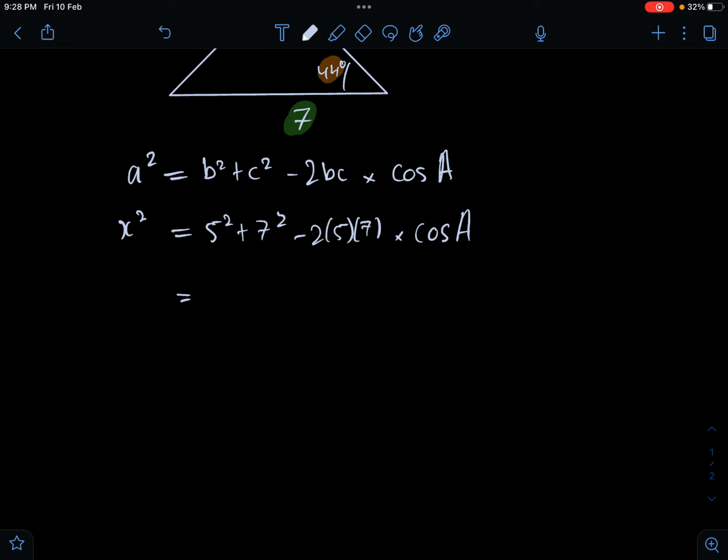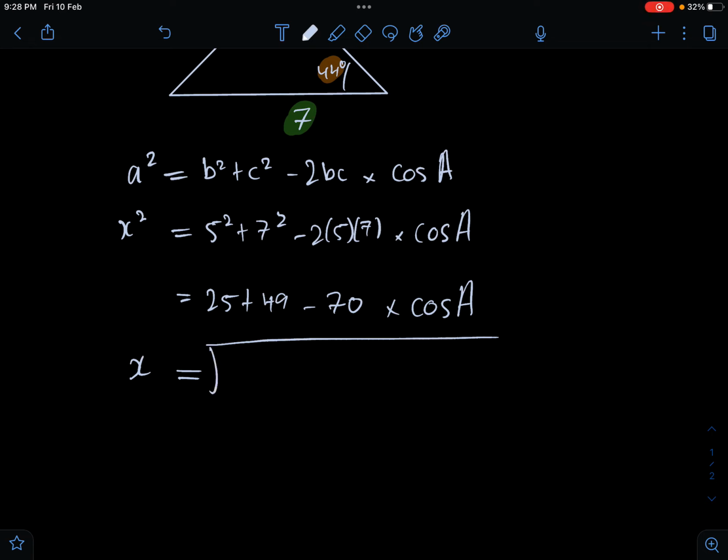Bit of mental math: 25 plus 49 minus 2 times 5 is 10, 10 times 7 is 70 times cosine A. And now we square root both sides.